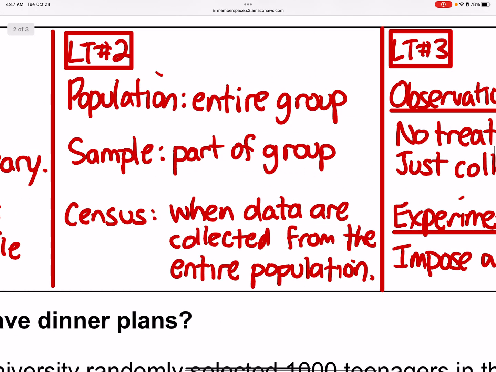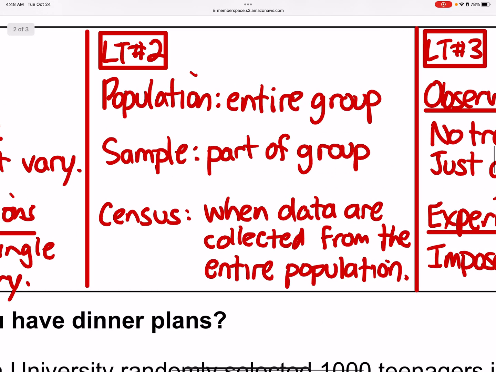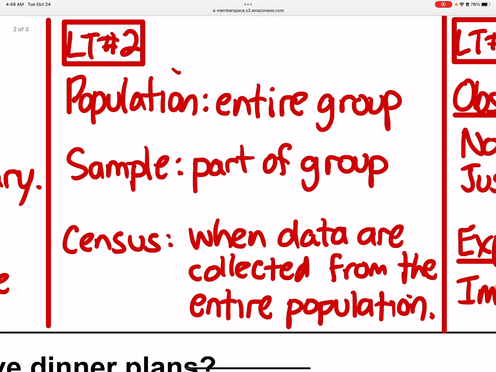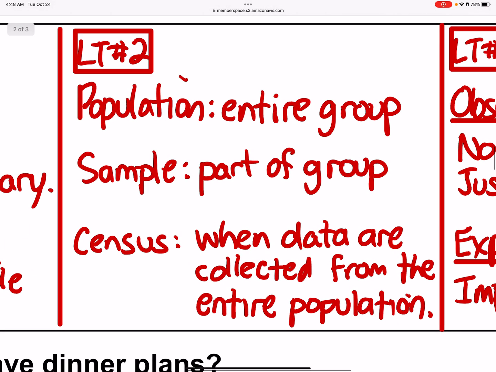Our learning target number 2 is I want you guys to see, as far as sampling, this kind of goes up to the sampling. Our population is our entire group. So for instance, Dawson High School is our entire population if I wanted to study them. The sample would be, if I wanted to study Dawson High School, it would be very difficult for me to ask a question to every single person in the high school because it's very large, and would be very time consuming. So maybe I would just do a random sample of 100 of the students.